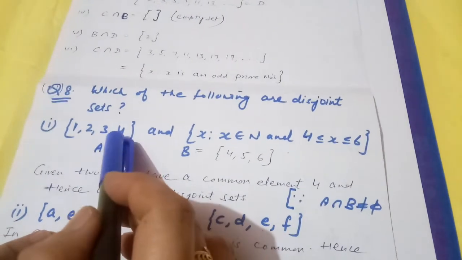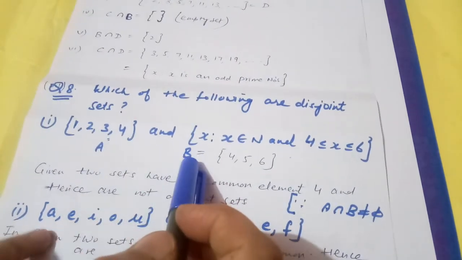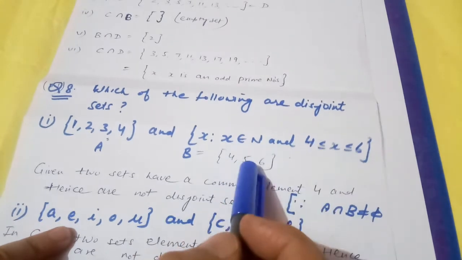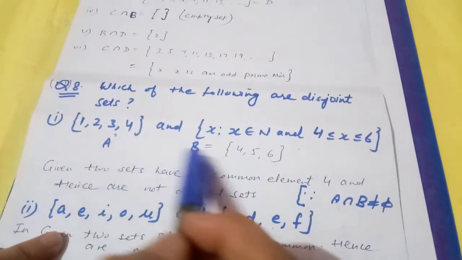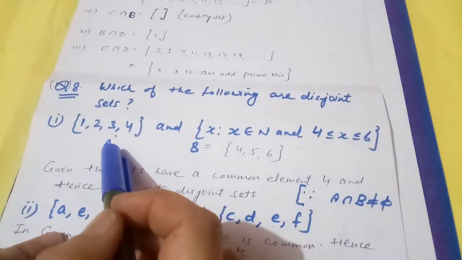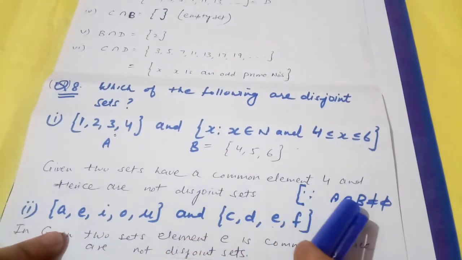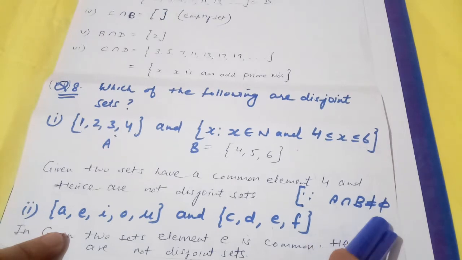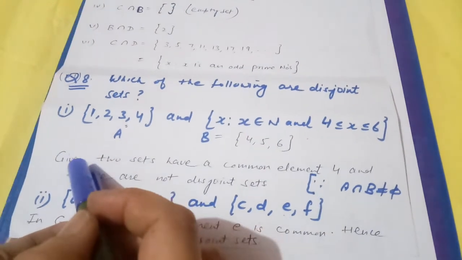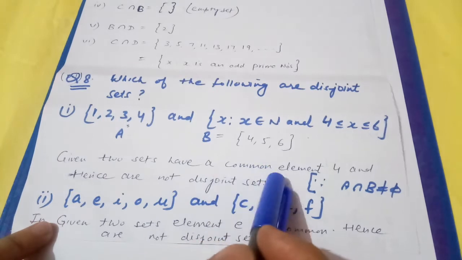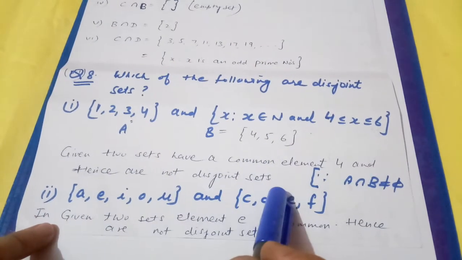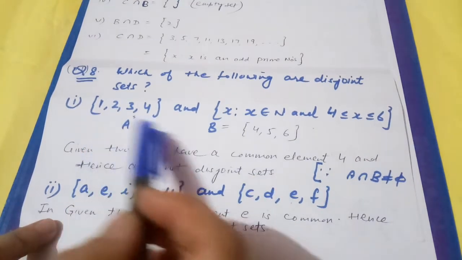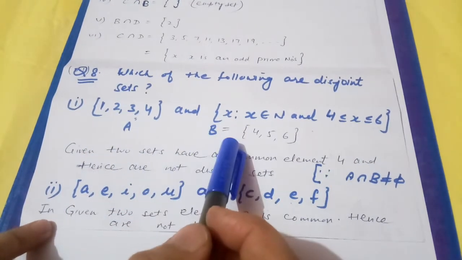So let us suppose this set is A: 1, 2, 3, 4, and B set, elements of B set are 4, 5 and 6. Now see the common elements between these two sets. So here A intersection B is equal to 4, which is not equal to phi. Clear? So we can write, given two sets have a common element 4 and hence these are not disjoint sets. So in first part A and B are not disjoint sets.